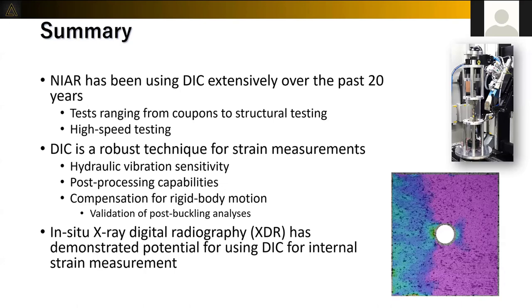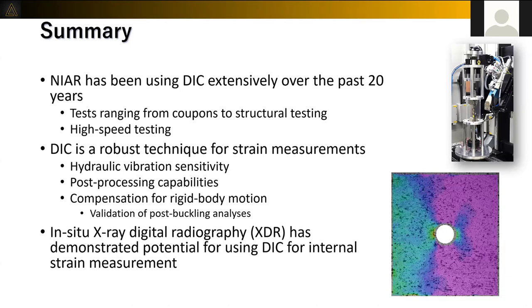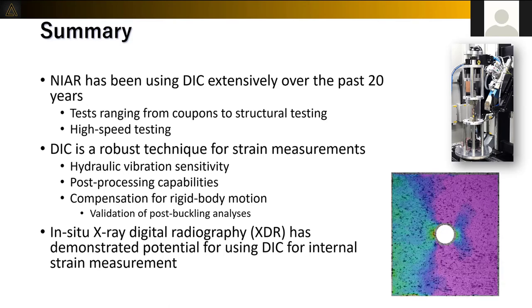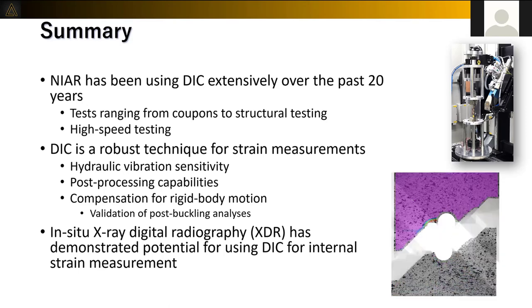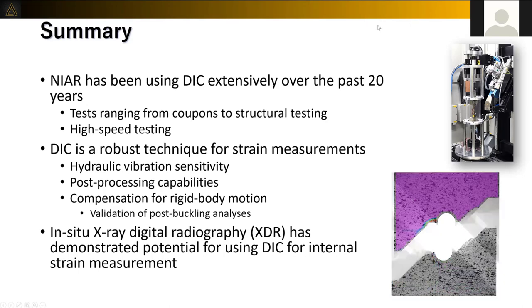When we do post-buckling analysis, when you're looking at buckling mode shapes and displacement, you have to be very careful. When you have a lot of knobs, you need to know what you're doing, and the Trilion team's been pretty helpful in troubleshooting some of those things. And finally, the combination of X-ray digital radiography and DIC has given us a deeper understanding of internal strain measurements and how these things fail. And that's my last slide, unless you have any questions, I'd be happy to answer.